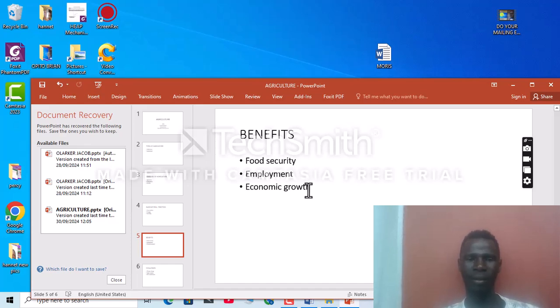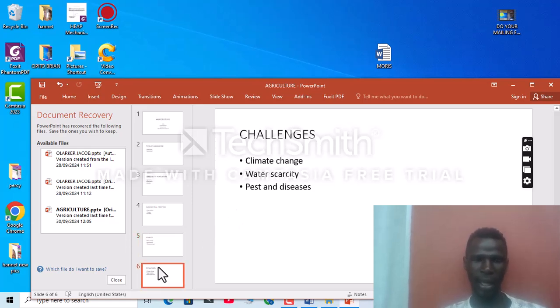Then also we have economic growth. Large production will grow our economy in terms of goods and services. It will produce more goods and services for the people. So there we economically grow. Then the last slide to mention is slide 6. That is the challenges we normally face in agriculture.